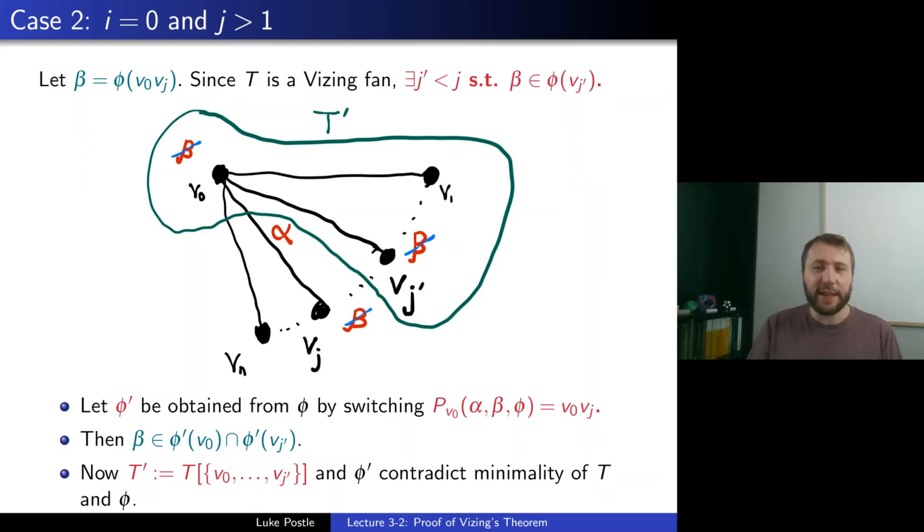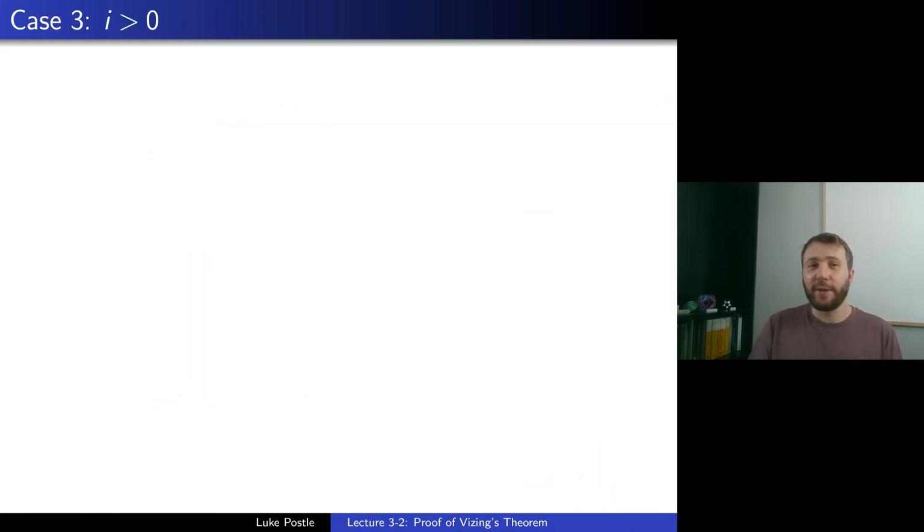So that's the key. So in this case too, we just have this edge and we just do the flip immediately and declare, oh, there's a contradiction with this T prime, this kind of smaller fan. All right, so we've done that. Now what else? Well, we have case 3 left, where i is greater than 0.